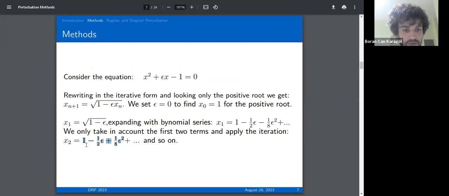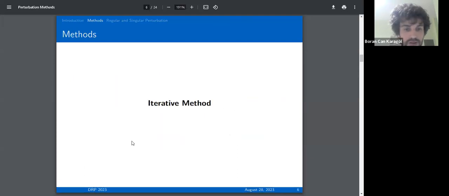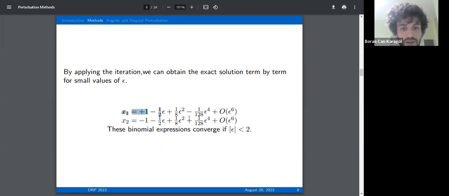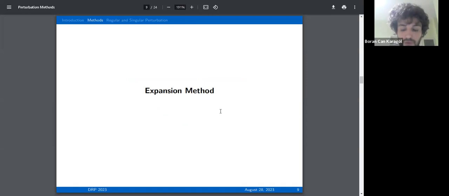It's the same thing here. And these binomial expressions converge. It has a convergence radius.